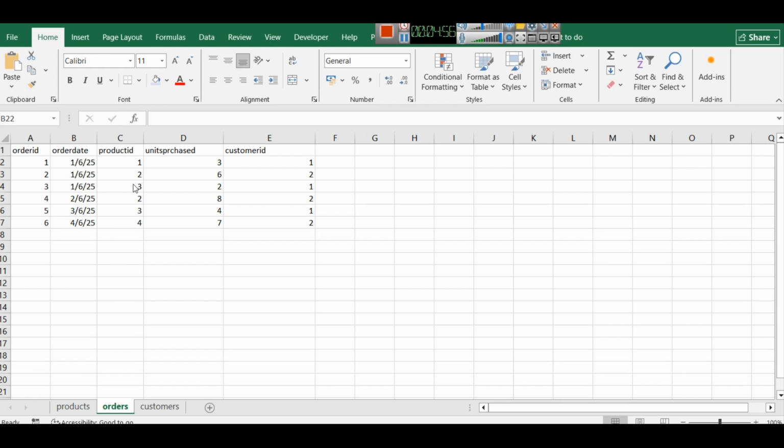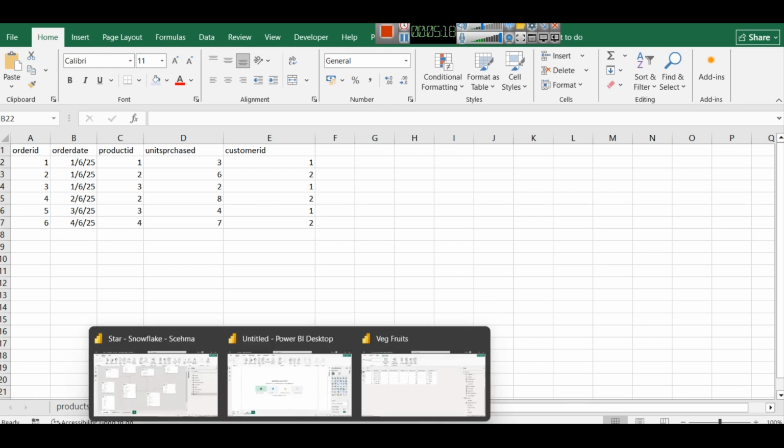I have not deleted any column, but my question is, in this particular table, do you see any product name? No, right? Or customer name is not there.